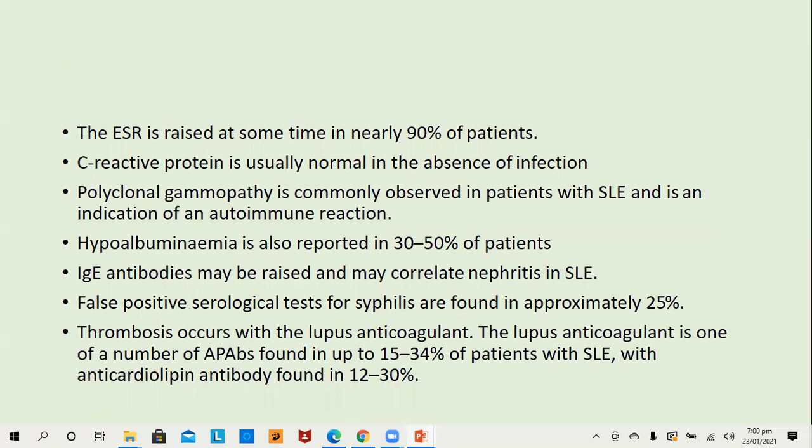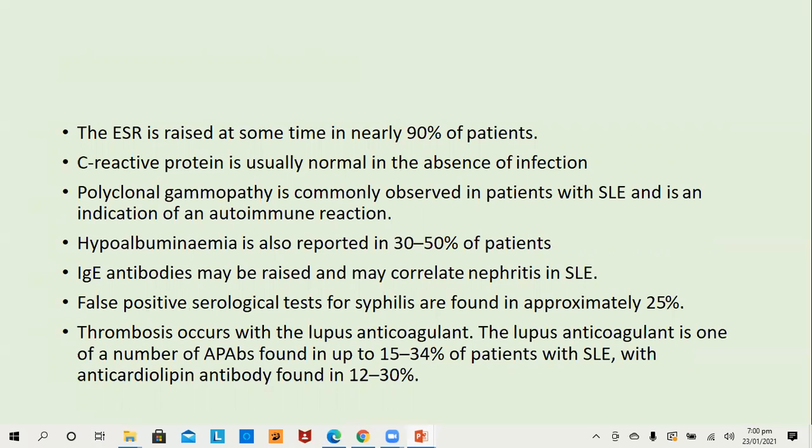ESR is raised at some time in nearly 90% of the patients. C-reactive protein is normal in the absence of infections. Polyclonal gammopathy is commonly observed in patients with SLE and is an indication of autoimmune reaction. Hypoalbuminemia is reported in 30 to 50% of the patients. IgE antibody may be raised and correlates with nephritis in SLE. The false positive serology of syphilis is found in 25% of the cases.